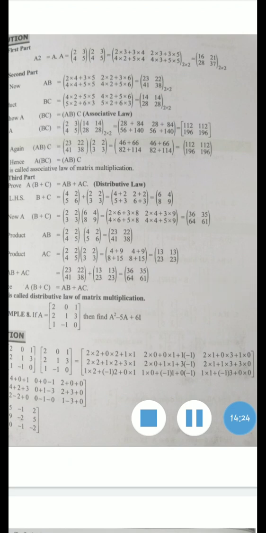At the top they did A square is equal to A into A. So we have to multiply 2 3 4 5 by 2 3 4 5 itself. So first row of A with first column of A, then first row of A with second column of A, then second row of A with first column of A, answer is 28, and then second row of A with second column of A, answer is 37. So in this way you have got A square.